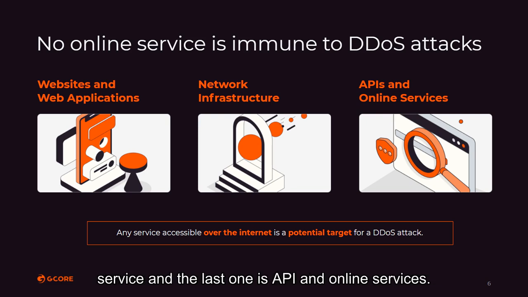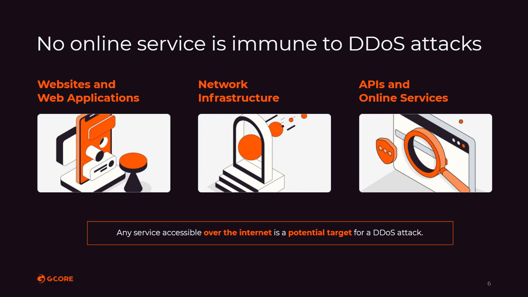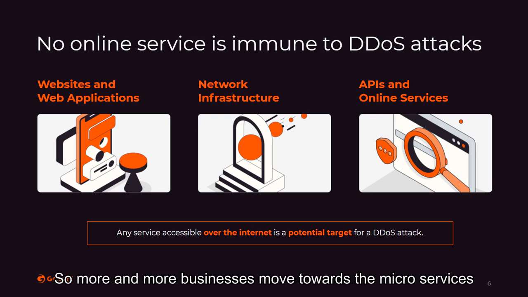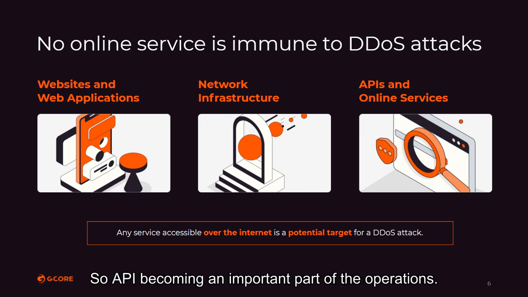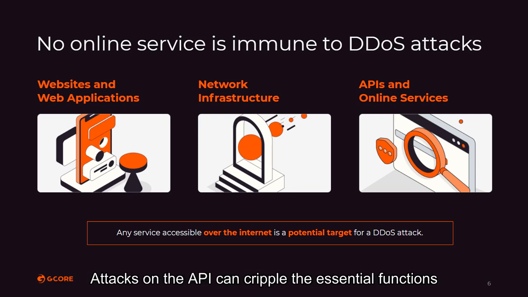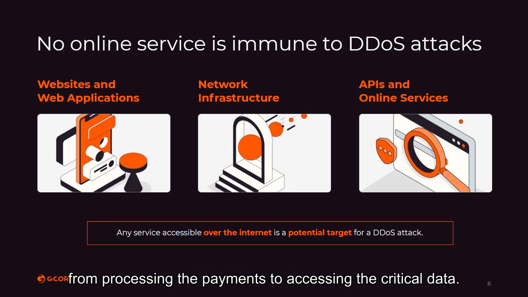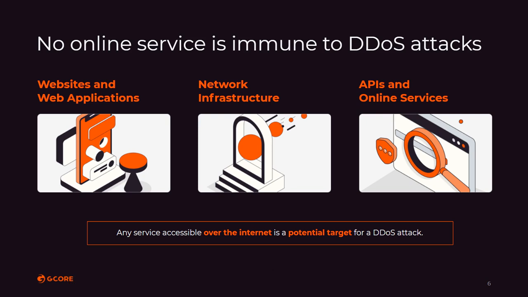And the last one is APIs and online services. More and more businesses move towards microservices and cloud-based architecture, so APIs are becoming an important part of the operations. Attacks on the API can cripple essential functions, from processing payments to accessing critical data.